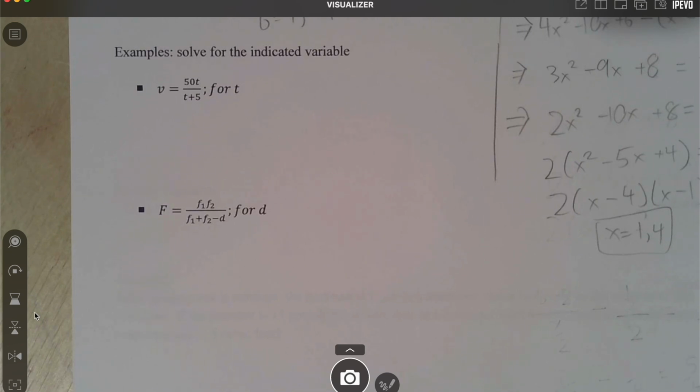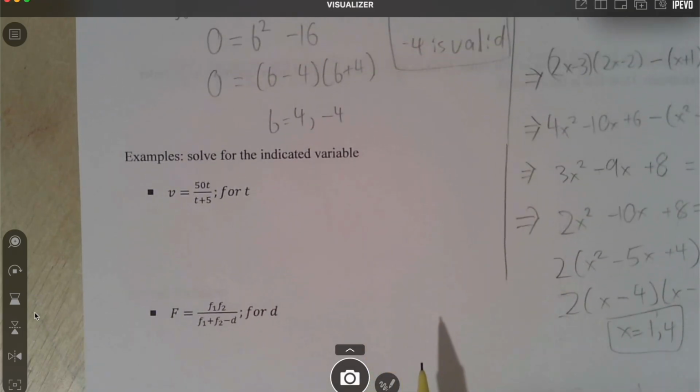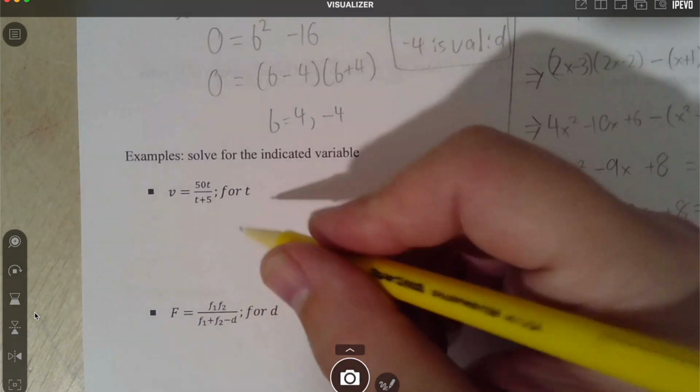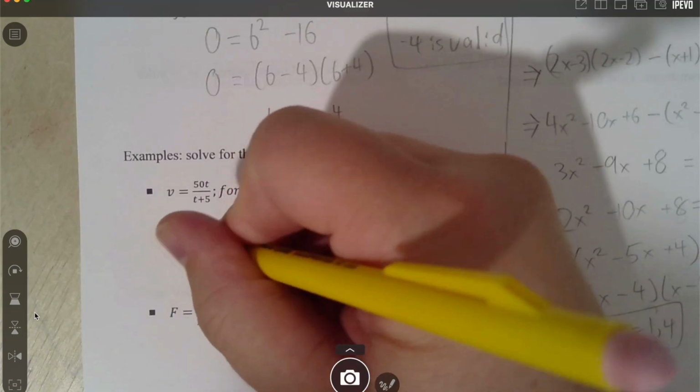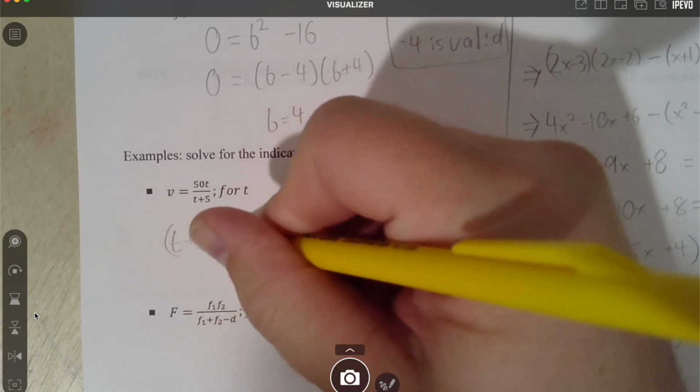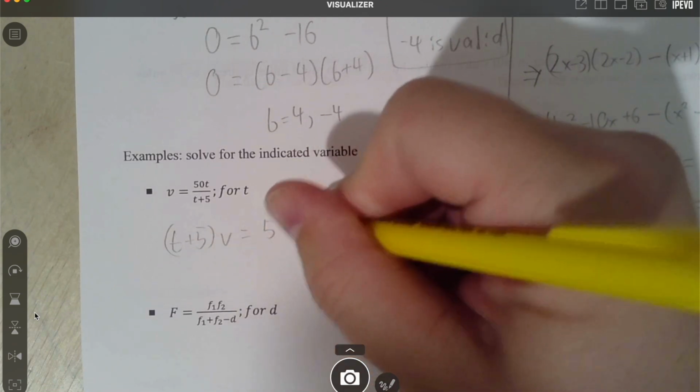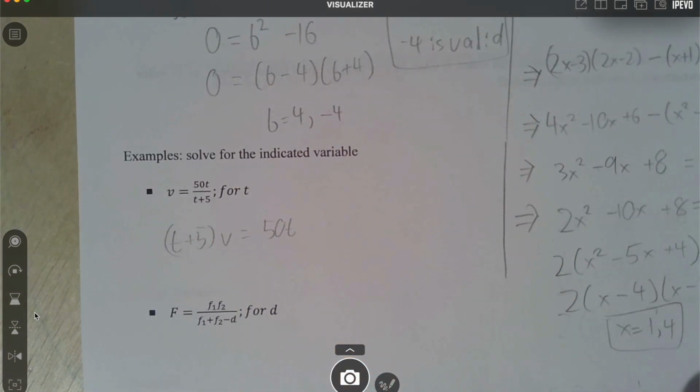Now, this is going to get more complex in this section because the variable I want to solve for is in the numerator and denominator, and it's not really going to factor out nicely. And so in this one, the first step is actually what we just learned how to do in the last few examples, which is multiply your denominator to get rid of it. So if I multiply t plus 5 everywhere, I get t plus 5 times v equals just 50t, because after all, I multiplied the denominator to get rid of it from the right-hand side.